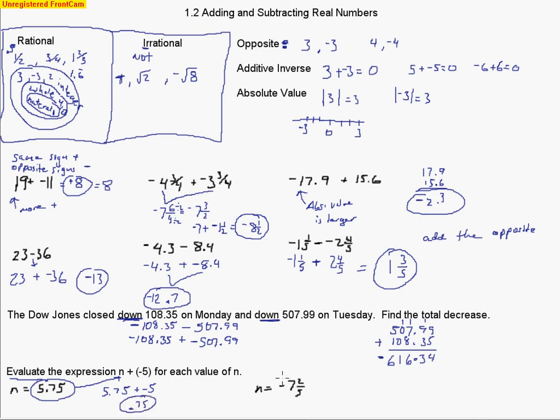The next one here, we've got a negative 7 and 2/5. We need to substitute in place of that n. It's giving us the same expression, just different values of n. So negative 7 and 2/5, and then plus negative 5. Notice both signs are the same, so you're going to end up adding. So negative 12 and 2/5.